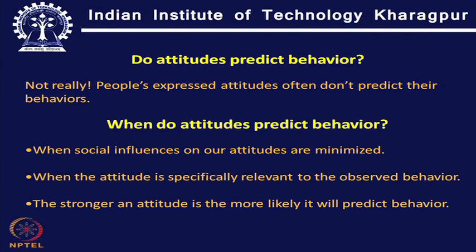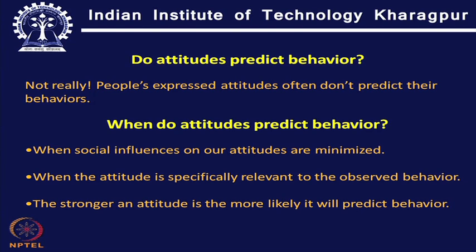So when attitude really predicts behavior is when social influences are minimized. You have a happy, light-leave sort of attitude towards your life, and when the social influence on it is minimized, you practice it in your behavior, like happy-go-lucky sort of behavior.